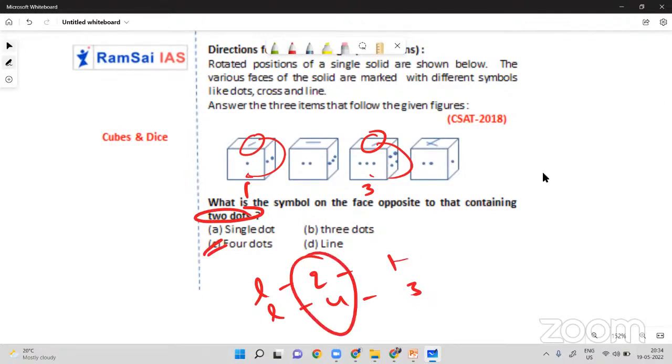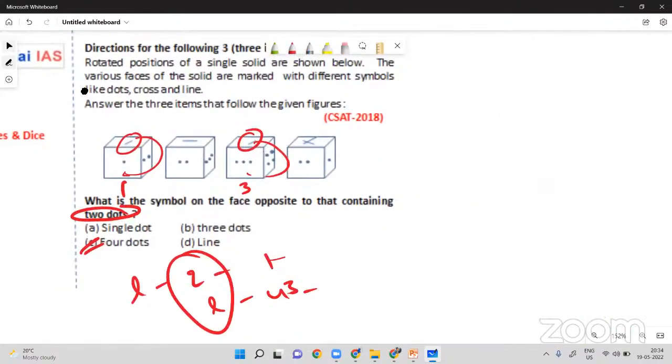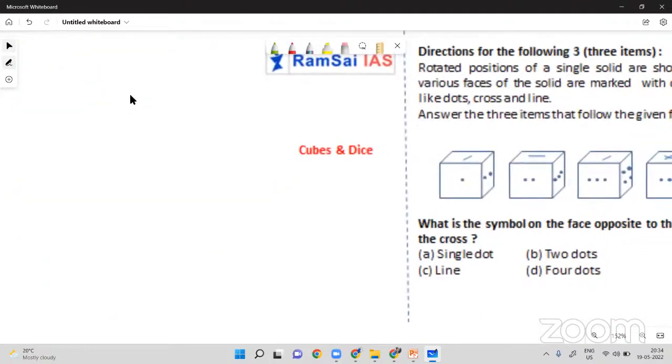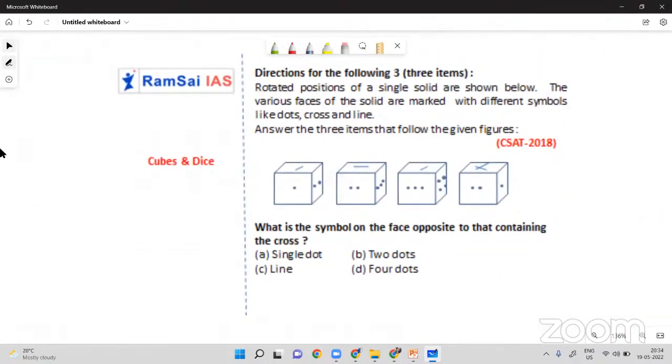Now the last one you have to solve. Make it fast. Put your answer in the comment box. The third question. With the same diagram, we have another question. Solve it on your own. Opposite of cross will be dash. You can go with second and fourth. This is a small hint I can give you. Now tell me the answer.